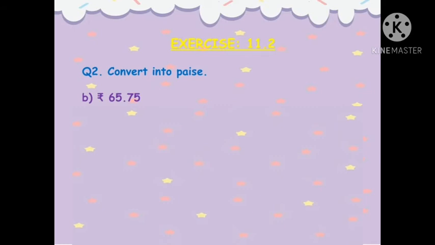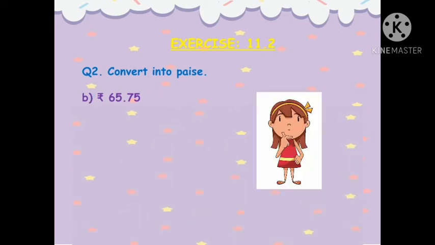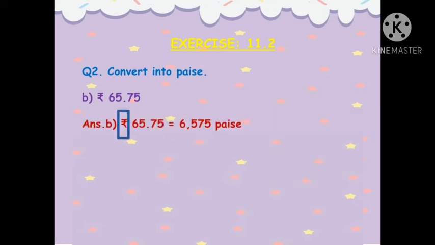So children, this question is same as the previous one, but the only difference is that the number given here is in figure. So what we will do here, to convert it into paise, we will remove the rupee symbol and the decimal point and then write the remaining number as the answer. So after converting 65 rupees and 75 paise into paise, we get 6575 paise.